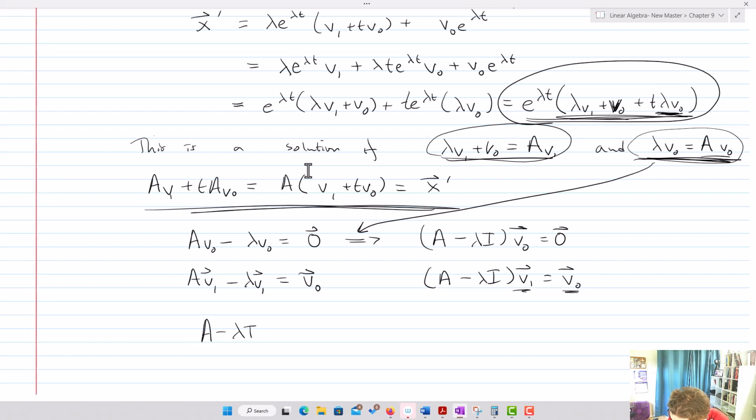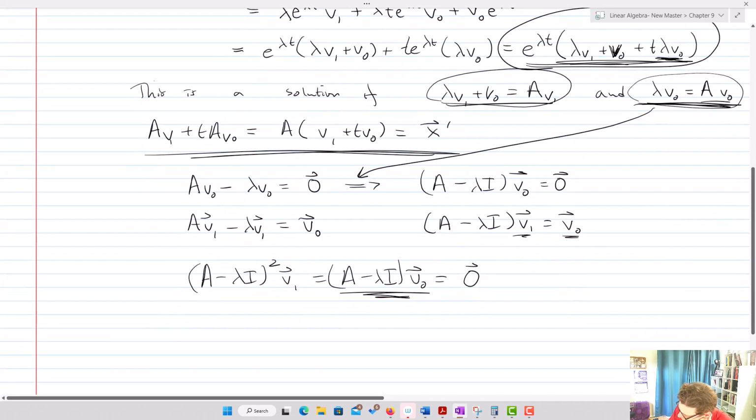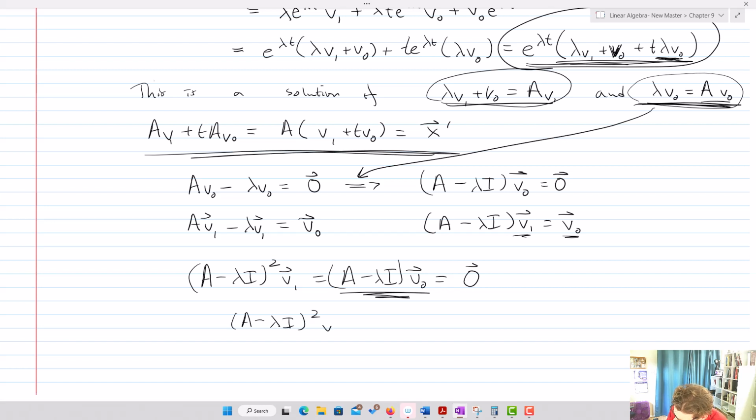I'm going to take (A - λI)²v₁, and that's going to equal (A - λI) times v₀. But v₀ is an eigenvector, so this ends up equaling the zero vector. Consequently, one of the ways I'm going to find v₁ is that it's going to be the solution to (A - λI)²v₁ = 0.